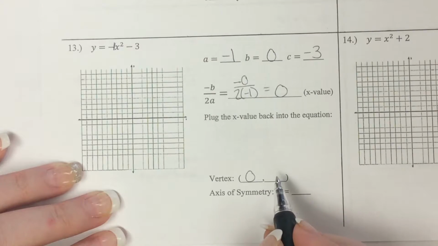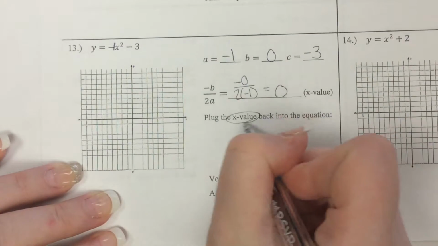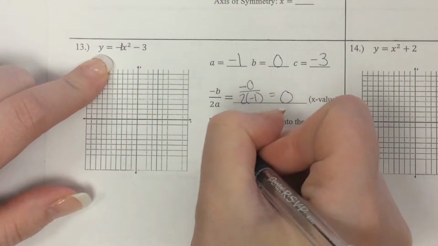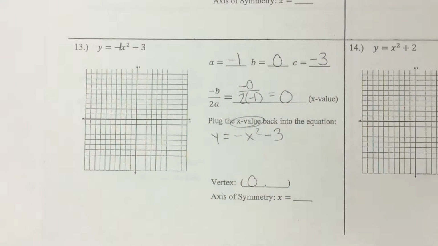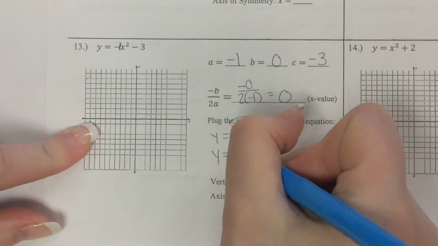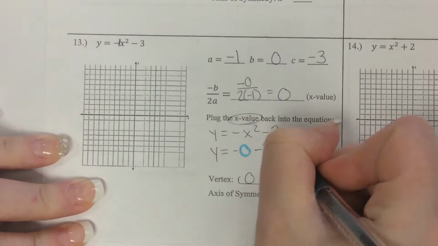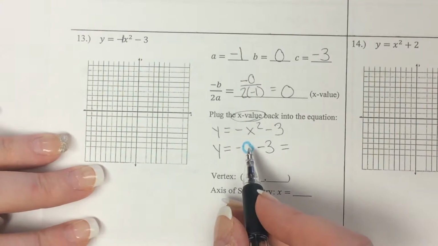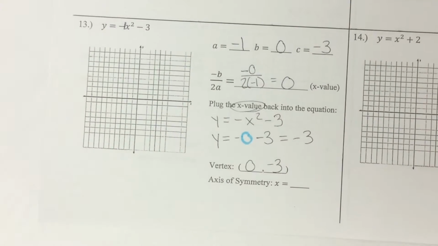And in order to figure out what the y value is, I need to plug 0 into the equation for x. It's the x value. All right. So back to this equation, I have y equals negative x squared minus 3. So I'm going to plug in 0. And I'll get y equals negative 0 minus 3. All right, again, there's no such thing as negative 0. So basically this is just 0 minus 3, which is negative 3. So our vertex is at 0, negative 3.